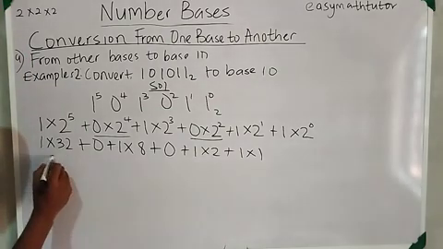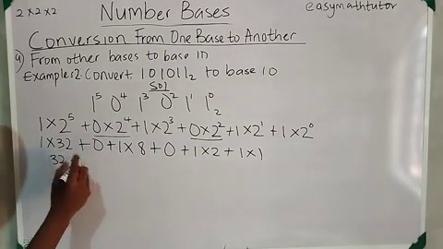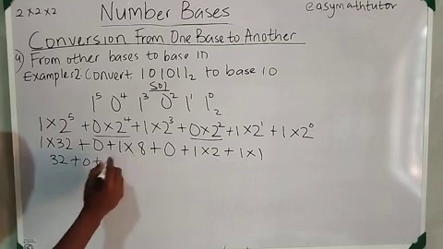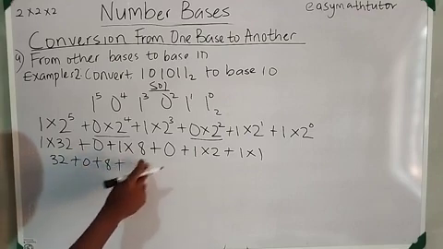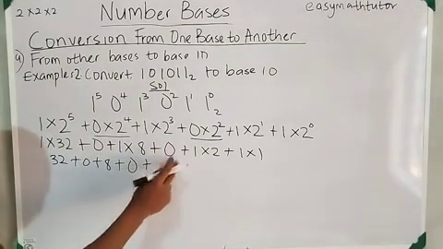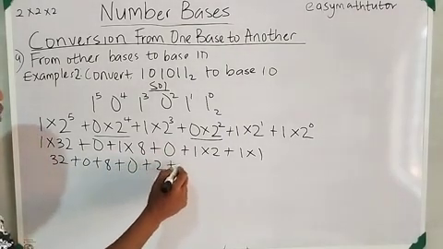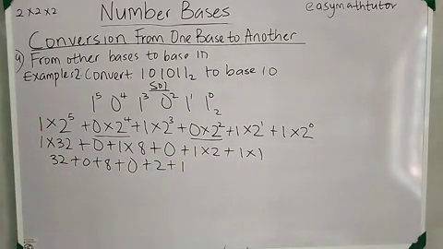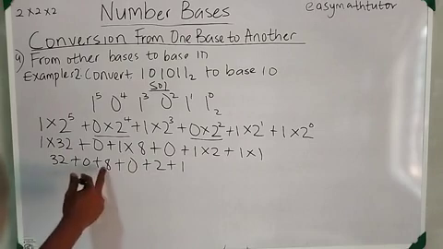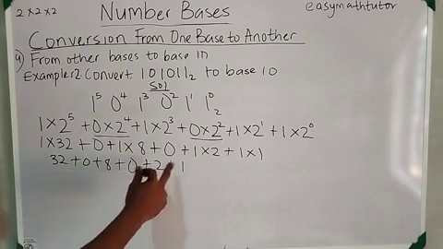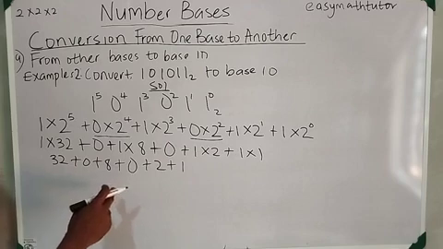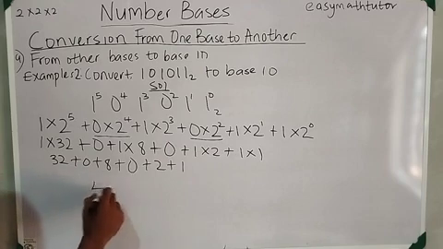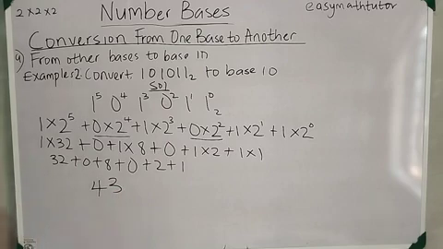Now 1 times 32 is 32, plus this is 0, plus 1 times 8 is 8, plus this is 0, plus 1 times 2 is 2, plus 1 times 1 is 1. So when we add up all these numbers together, 32 plus 8 plus 2 plus 1, we are going to have 43. All right? So that is how we proceed.